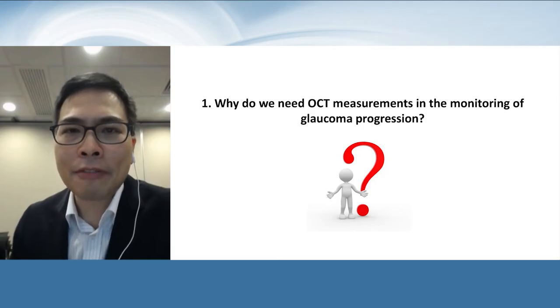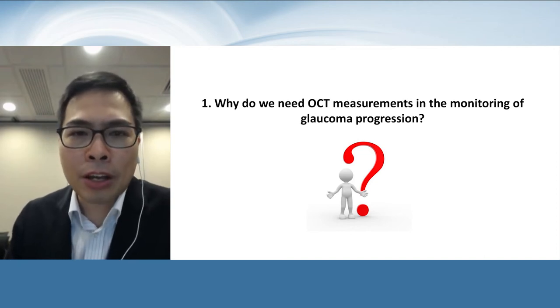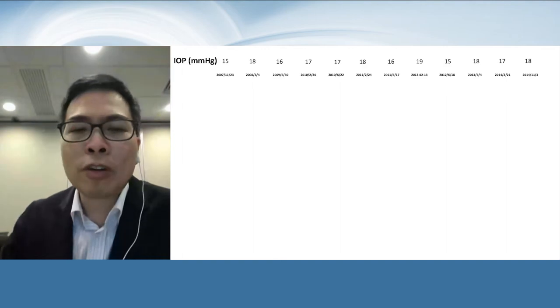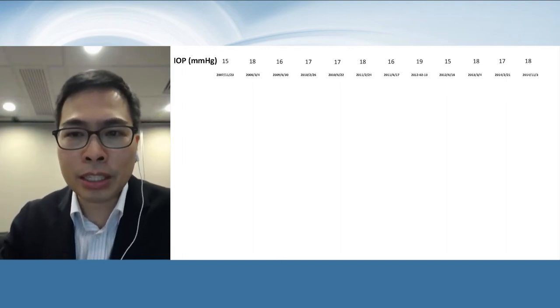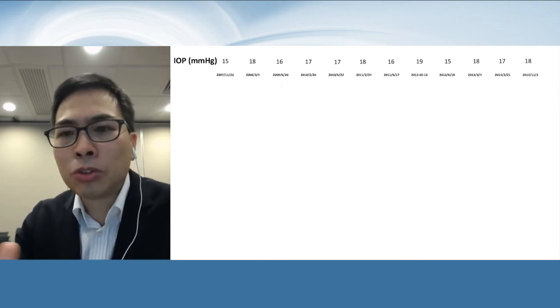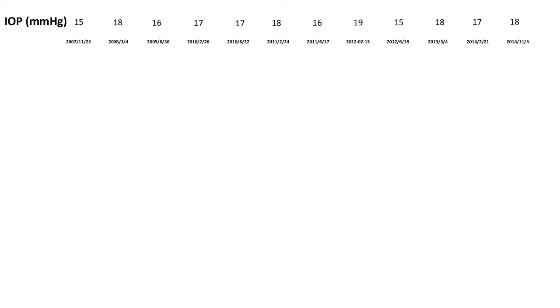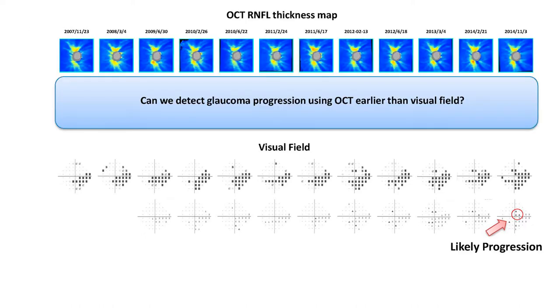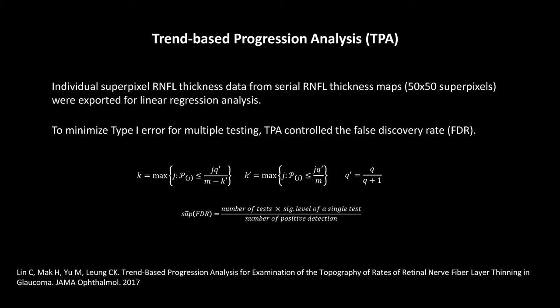So the first question we have here is, why do we need OCT measurements to monitor glaucoma progression? Here I have an example to demonstrate. We have a glaucoma patient followed for over 7 years, from 2007 to 2014 in this example. All along this follow-up, the intraocular pressure was pretty normal, all below 21 millimeters of mercury. When we study the visual field, it actually takes 7 years for this eye to progress.